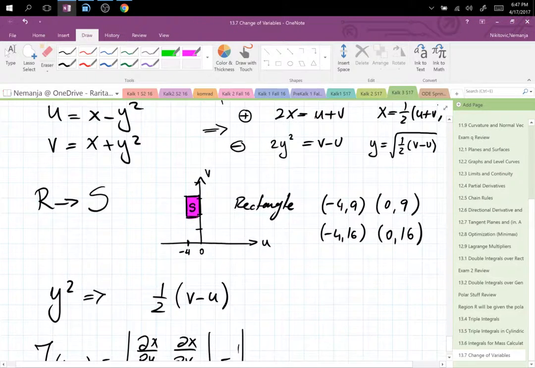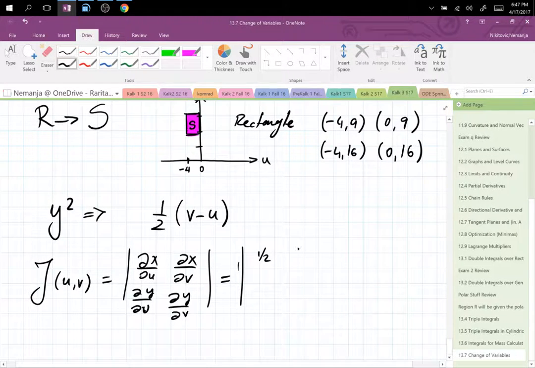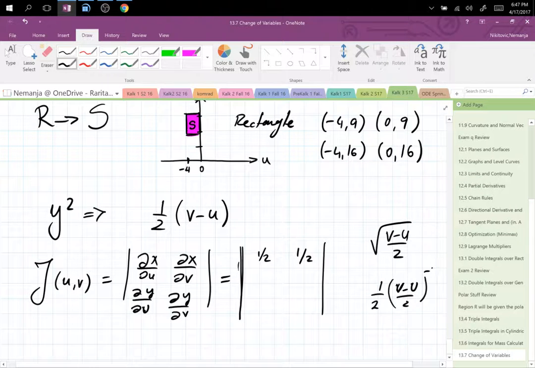Both x's are easy. They're both halves. And both the y's are incredibly annoying because they are square root of v minus u over 2. So the derivative of that would be 1/2 of v minus u over 2 to the negative 1/2 times the derivative of the inside, which is either 1/2 or negative 1/2.